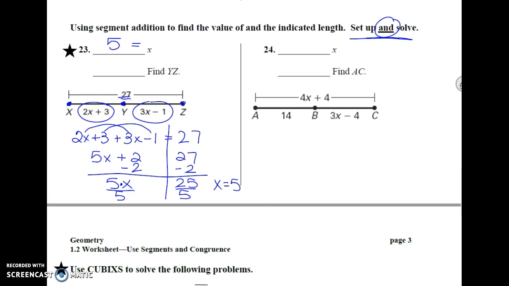Then it does leave a blank here. It asks you to find YZ. So if I go back and look at my diagram, from Y to Z, that's this part right here. So I'm going to take this 3x minus 1. I'm going to put the 5 in that spot right there for x. So I have 3 times 5 minus 1. 3 times 5 is 15, minus 1. The part on the left is 14. We can do some subtracting real fast, and this part turns out to be 13.